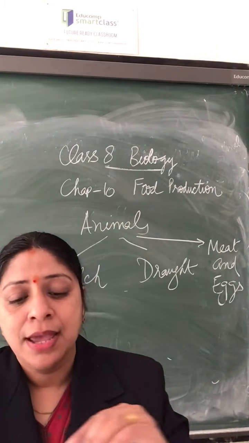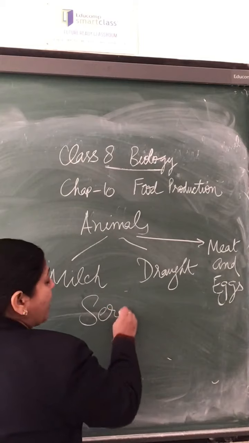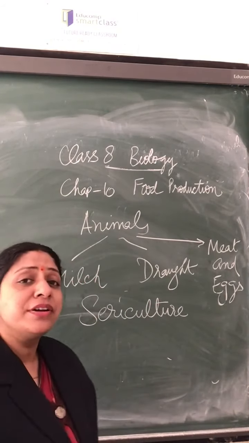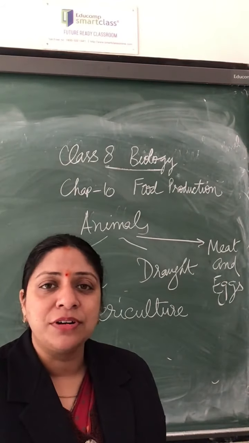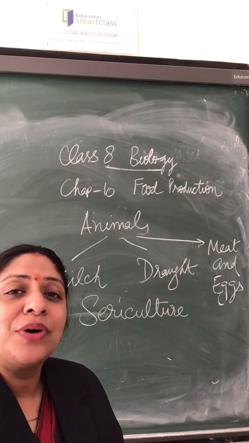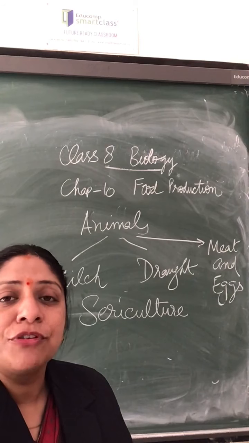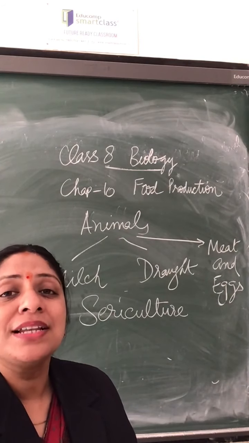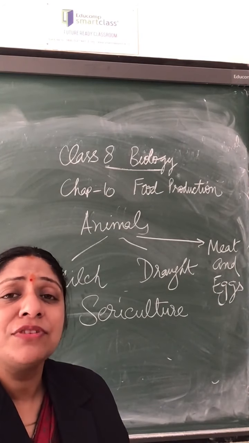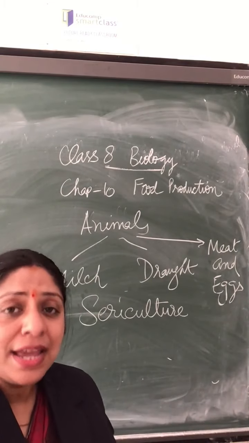Now let us start with the new concept which is called sericulture. Sericulture means the rearing of silkworms. If you ask your mothers about silk saris, they will tell you they are so beautiful. But have you ever wondered from where this silk is obtained? This silk is obtained from a silkworm, and when silkworms are reared commercially for getting the silk, that is called sericulture.